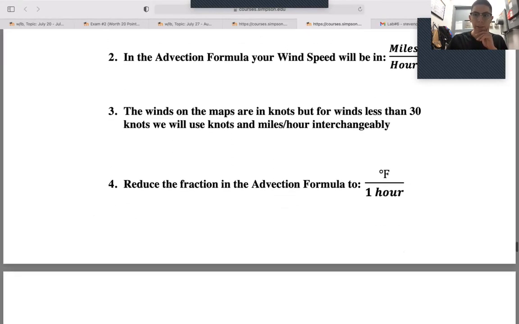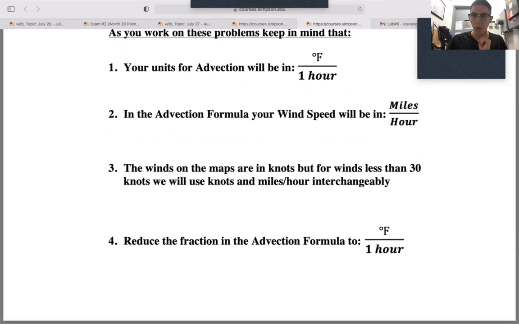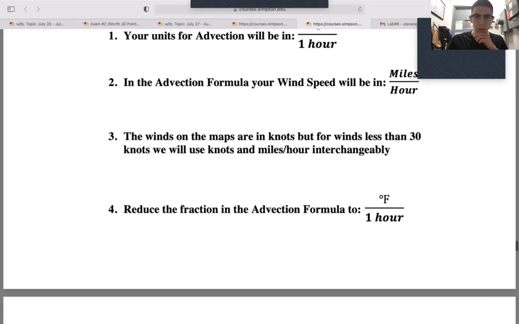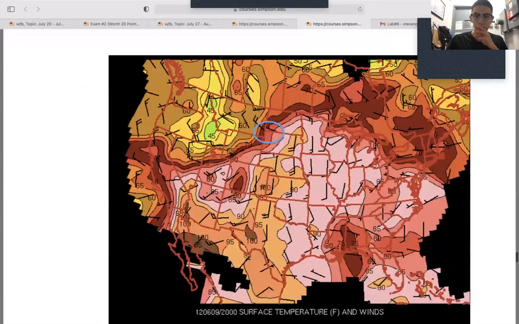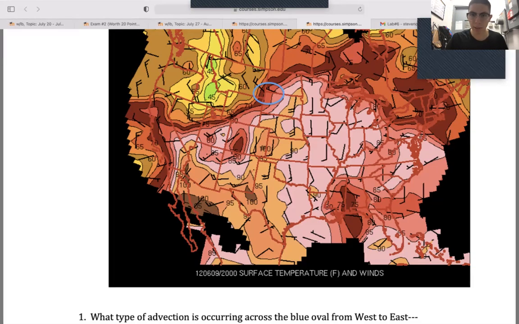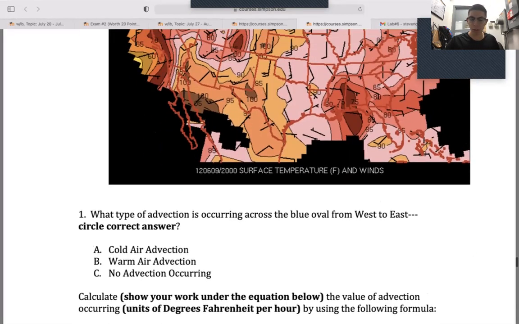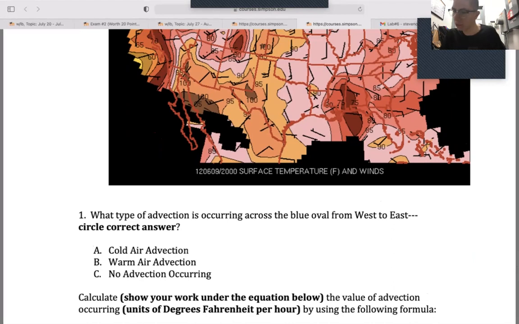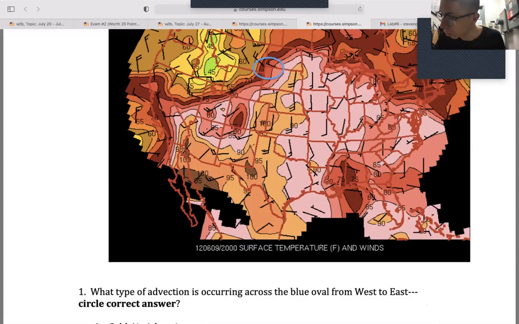So then it gives us a little help on how to go about it, what units are, knots interchangeably. Okay. We go down. We're going to use this map, these surface temperature maps, to help us figure it out. Let's see. So for question one, it says, what type of advection is occurring across the blue oval from west to east? And I put down cold air advection.